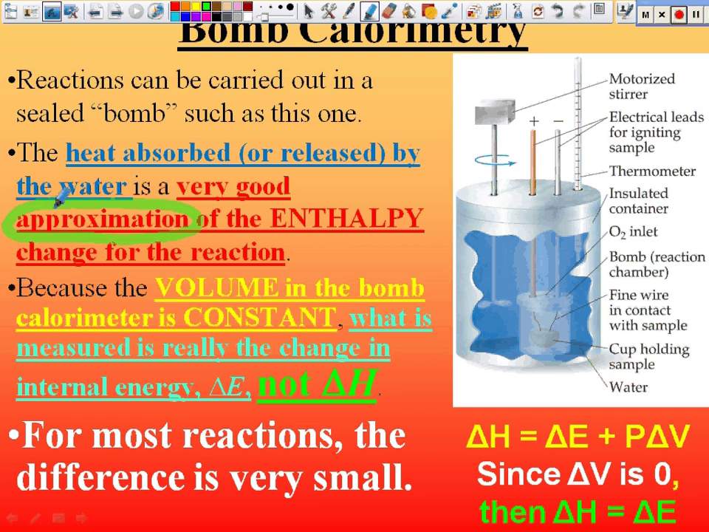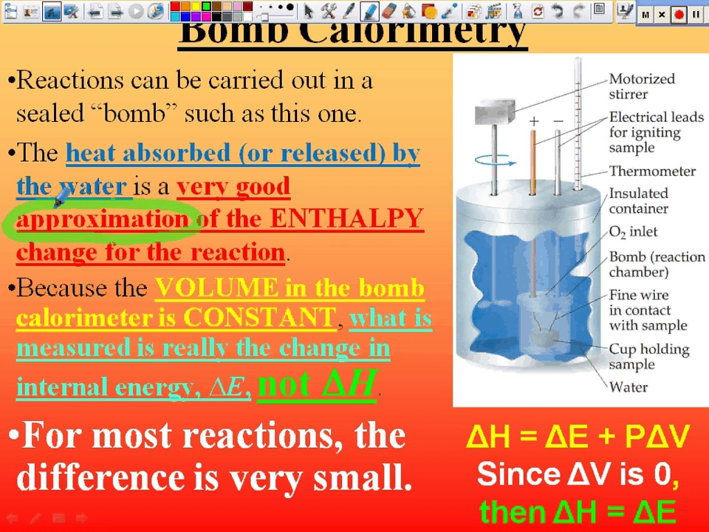Because the volume in the bomb calorimeter is constant, what is measured is really the change in the internal energy, delta E, not delta H. For most reactions, the difference is very small. So again, delta H equals delta E plus P delta V. Since delta V is 0, then what is P delta V? 0. Therefore, delta H is equal to delta E. So since there's not going to be a change, they're pretty much equivalent.